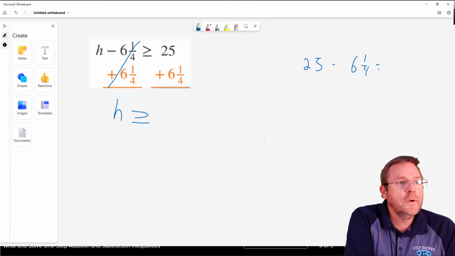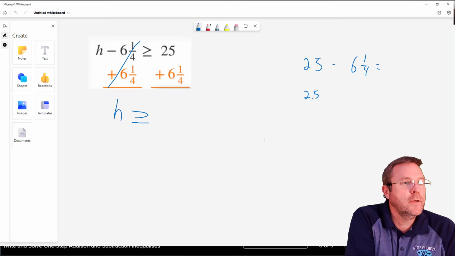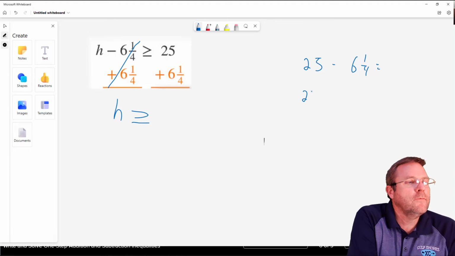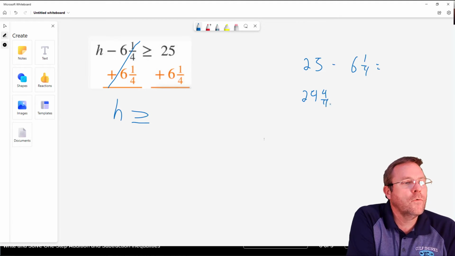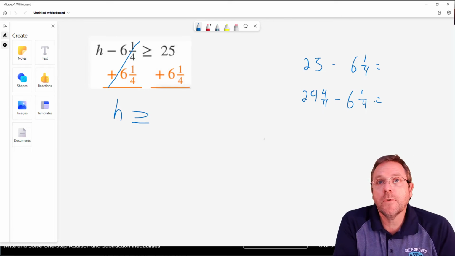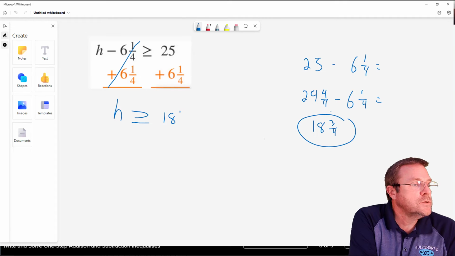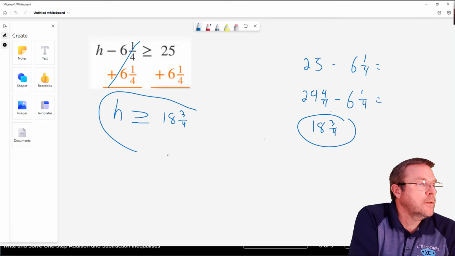I'm going to change both of those into improper fractions. That's going to give me a 25 over 1. Actually, I think I'm going to do that a little differently. Instead of doing that, I'm going to make this one 24 4/4 minus 6 1/4, because this one's laid out in a way that doing it this way would actually make perfect sense. 24 minus 6, that's going to give me 18. 4/4 minus 1/4, that's going to give me my 3/4. So my answer right here, h is going to be greater than 18 3/4.